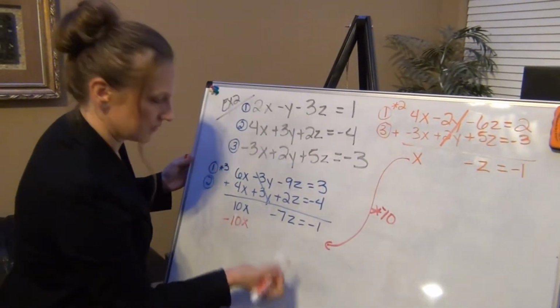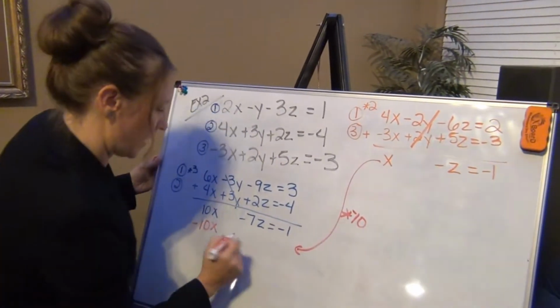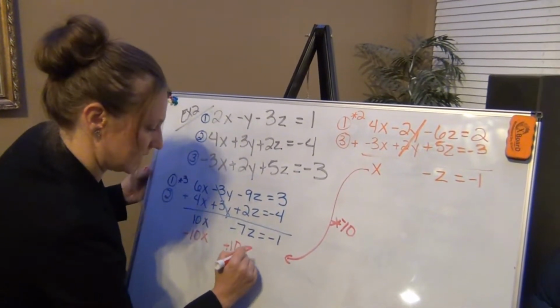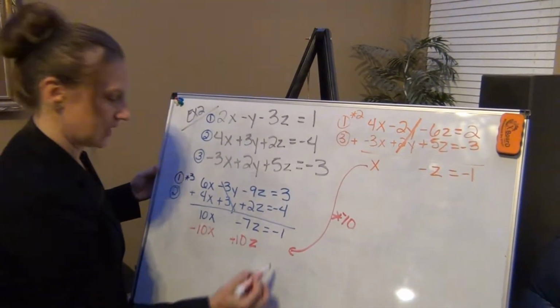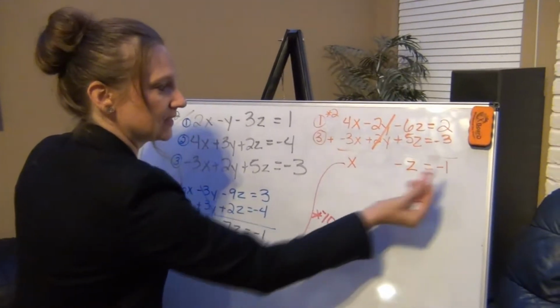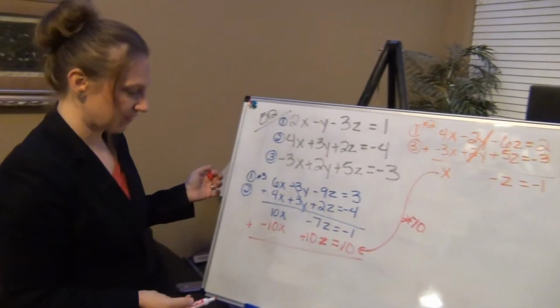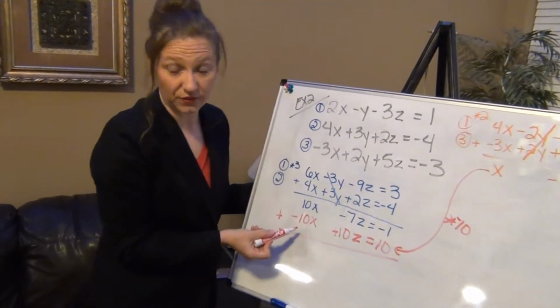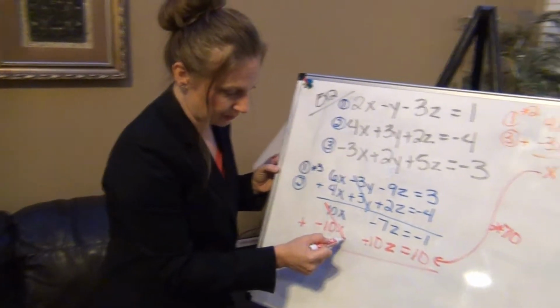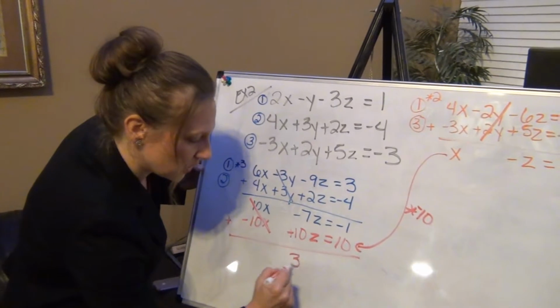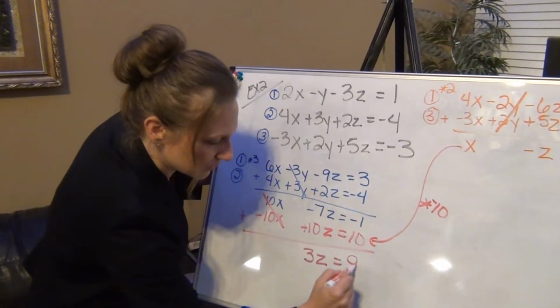So this will be -10x. That will be a positive 10z when I multiply by -10. And -10 times -1 is positive 10. All right, now I'm going to add these rows together. Remember, the goal was to get another variable to eliminate, and I just did. So this is going to be 3z equals 9.